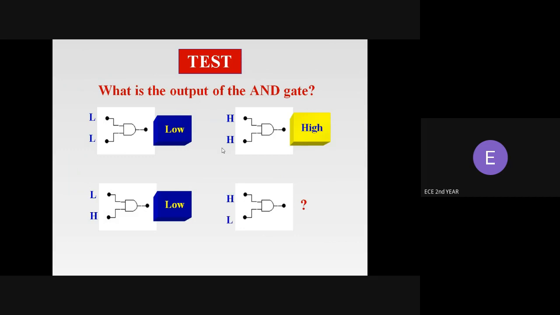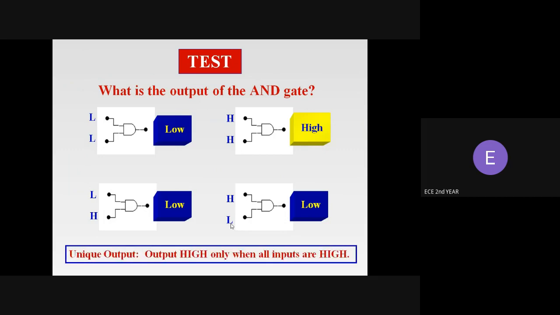So let us see the final thing. We will change the input to be low, and when any one of the inputs is low, the output will also be low. That is called AND gate. So it will be having output high only when the inputs are high. That is the condition for the AND gate.